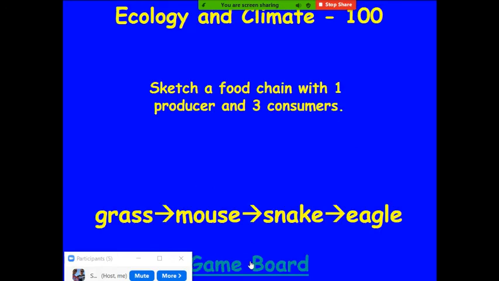All right, here we go. You're always going to start with some sort of a producer, in this case, grass. Mice eat grass. Mice also eat insects, so technically they would be an omnivore. Snakes eat mice. Snakes pretty much are going to be carnivores. I mean, it's possible a snake might munch on some grass every once in a while, but they're really good at catching insects and other things. So they're most likely going to be carnivores. And then, of course, eagles and most raptors are going to be top level consumers. They are a carnivore as well.